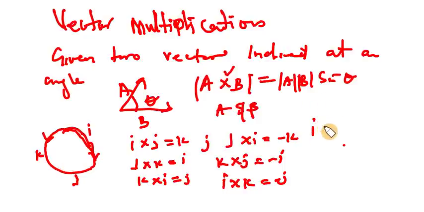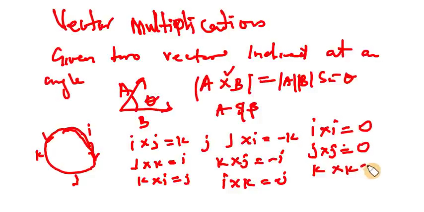So if we have I cross I, it gives us what? 0. J cross J gives 0. K cross K gives what? 0.